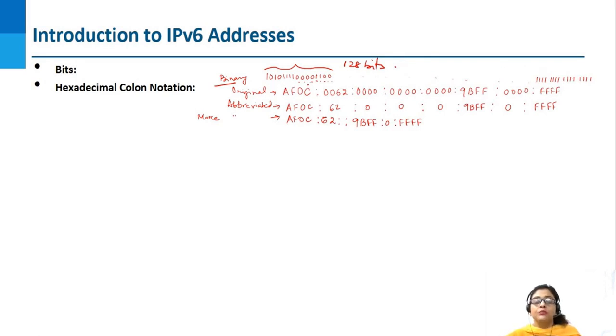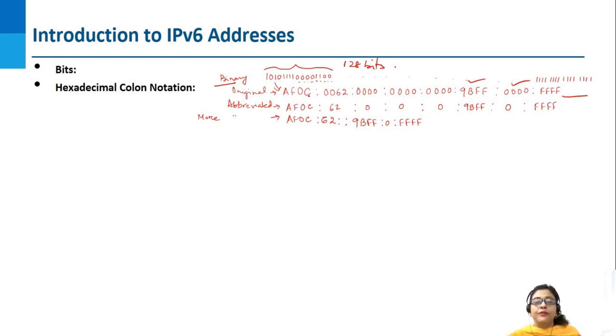Now these binary numbers are then converted to hexadecimal numbers. So if you convert the binary number to a hexadecimal number, it will be AF0C colon 0062 colon 0000 colon 0000 colon 0000 colon 9BFF colon 0000 colon FFFF. So how many blocks are there? 1, 2, 3, 4, 5, 6, 7, 8. 8 blocks of hexadecimal digits are there.